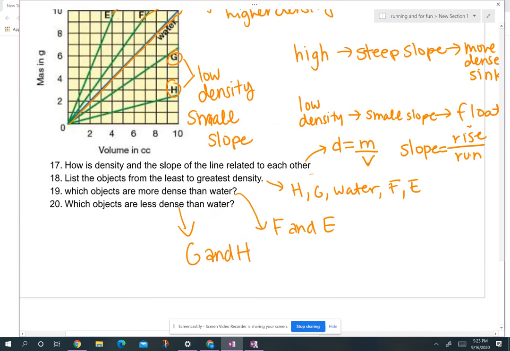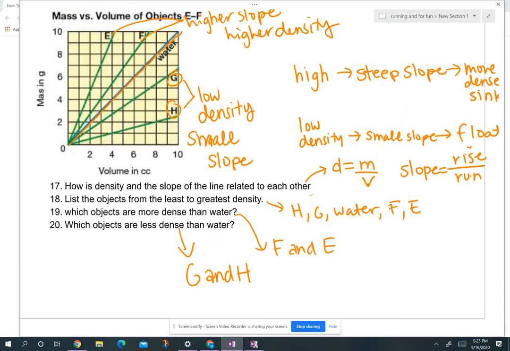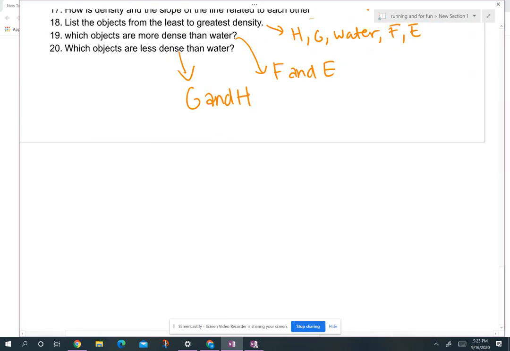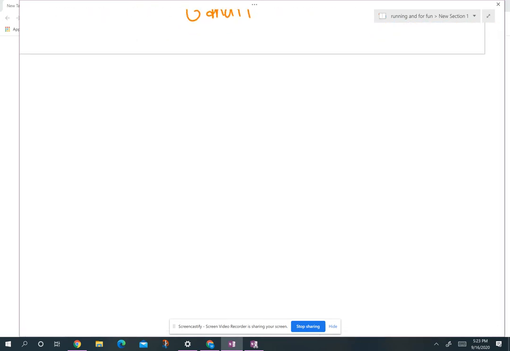So that is pretty much what you need to know about these density graphs and making sure that you're able to identify them. A couple of other things: just be aware that you do need to know volume equations.